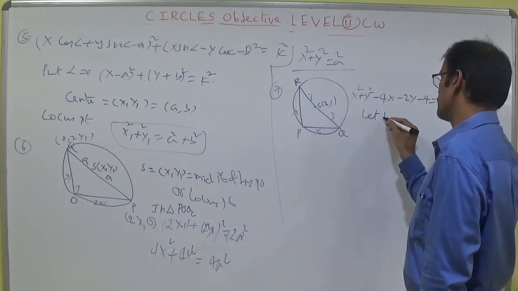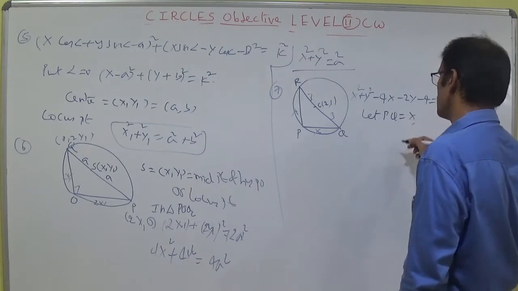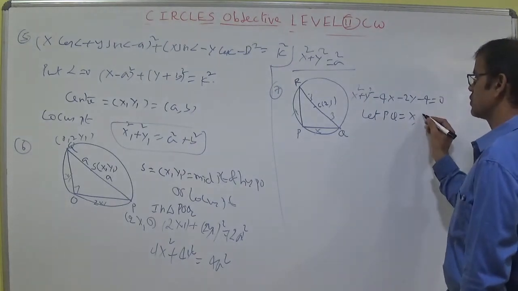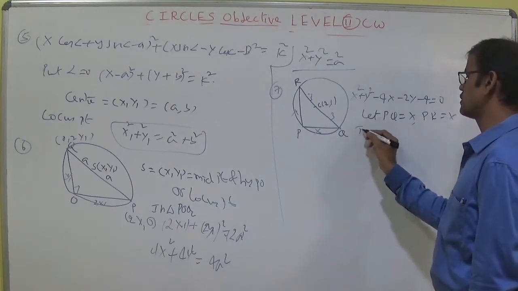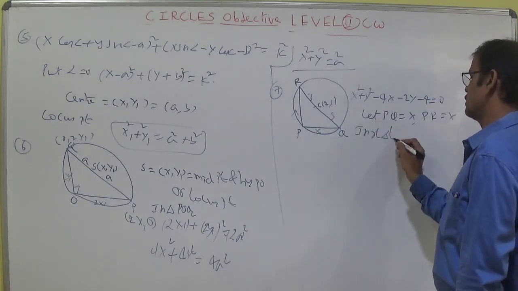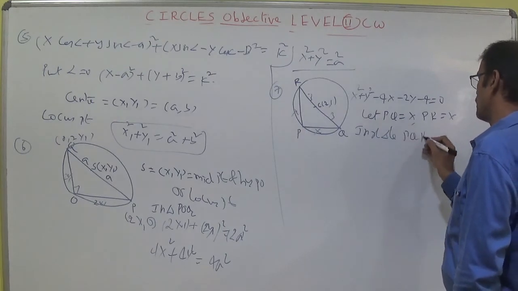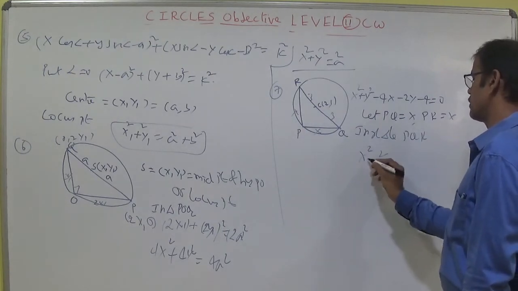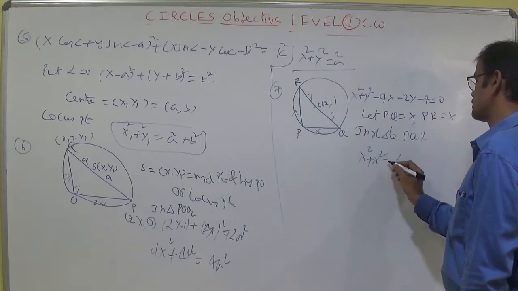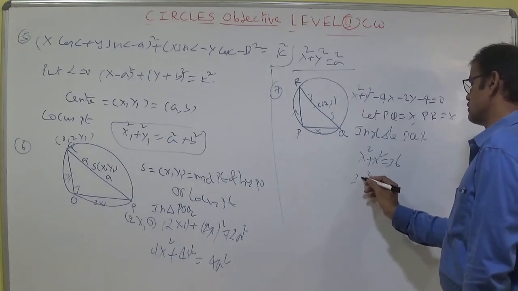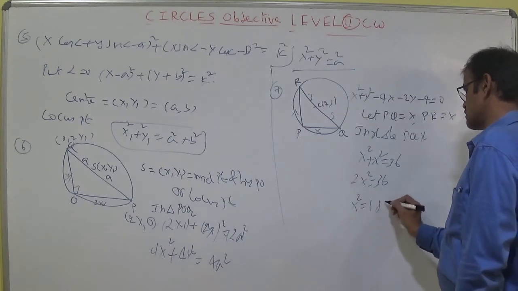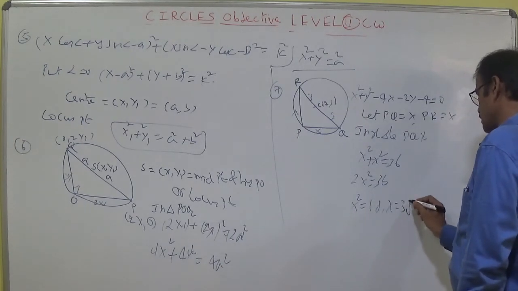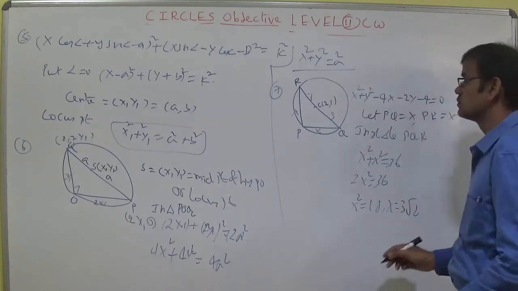Because he is asking it is a right angle isosceles triangle, let the side be, because it is an isosceles triangle, two sides are equal, PQ is equal to x and PR is equal to x. In right triangle PQR you can write x^2 + x^2 = 36. So 2x^2 = 36, x^2 = 18 and x = 3 root 2 is the side of the triangle.